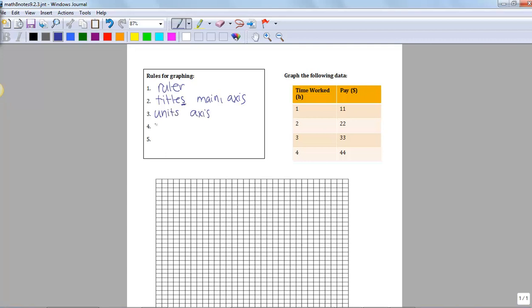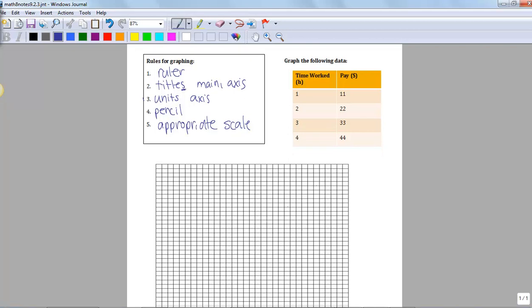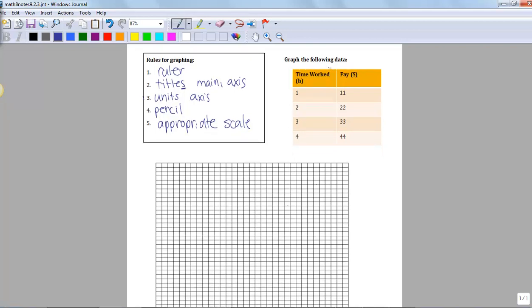And then the fourth thing should be in pencil, really important. Even your good copies. No colored pencils and stuff, all just pencil. And then the last one is an appropriate scale. That means what you're going up by on the left and the right, or on the vertical and the horizontal. All right, so 5 big things. So let's practice. It says, graph the following data. Remember that the thing on the left is your X, or your horizontal. And the column on the right is the Y, or the vertical.